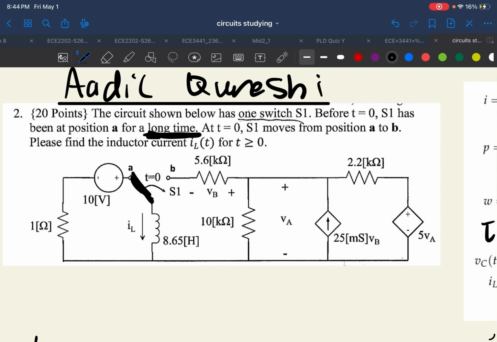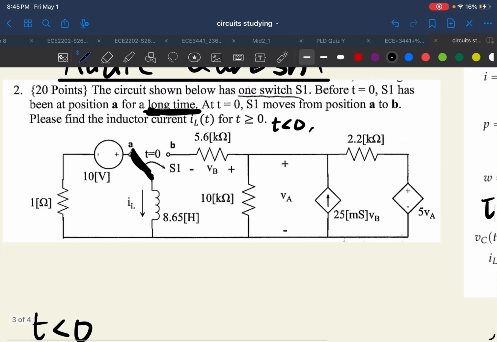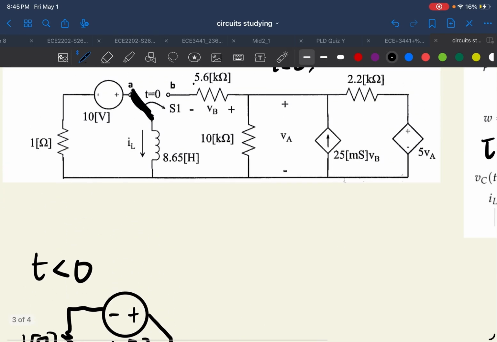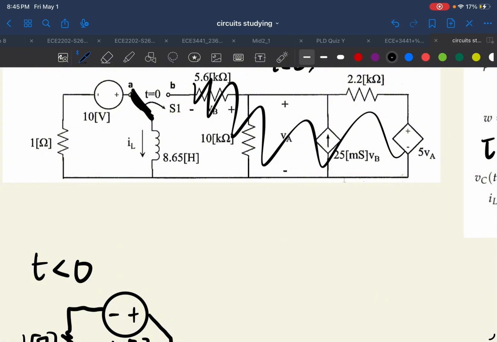Long time. What long time tells you is that at that time period, which would be t less than 0, all capacitors turn into an open circuit and all inductors turn into a short circuit. That's what steady state is, the long time. So let's analyze that time period. I already drew it, and you might notice that the right side's not there anymore, because it's not relevant to the inductor system at that time period because it's not connected to it.